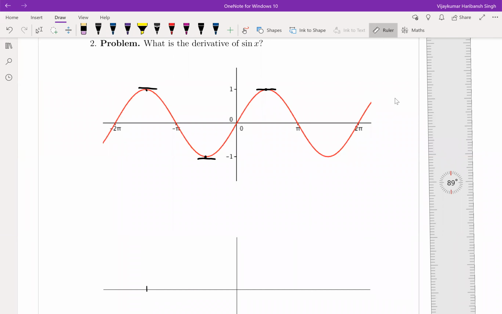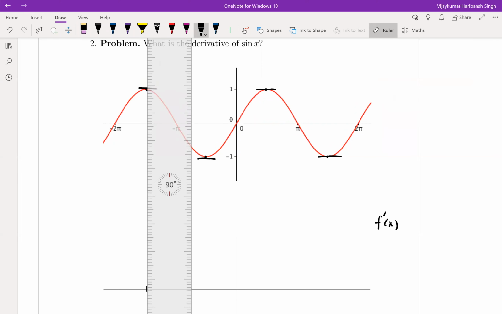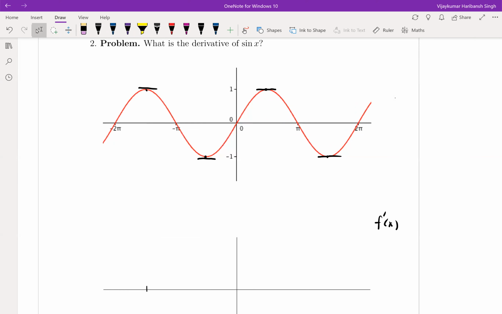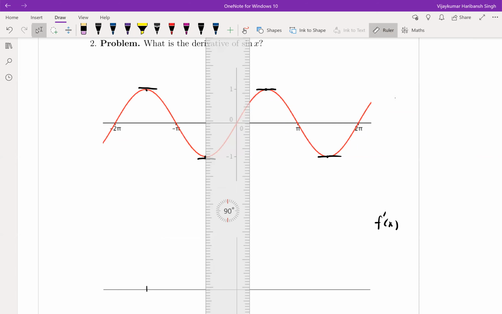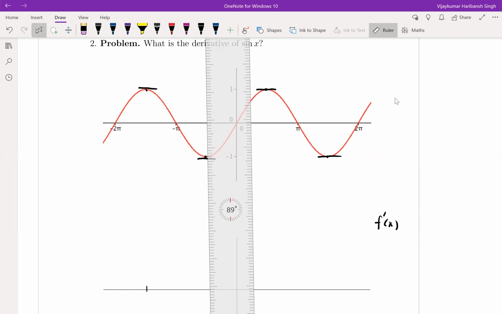Since I'm drawing the derivative graph here, let me mark these points. Here the slope of the tangent line is 0. Here the slope of the tangent line is 0. Here as well, and here as well, the slope of the tangent line is 0.